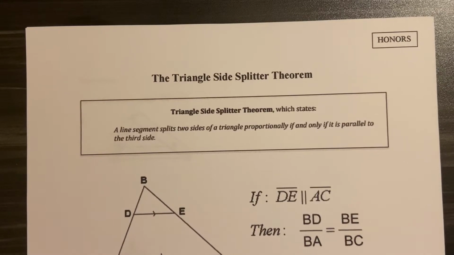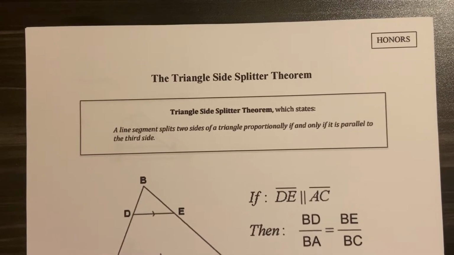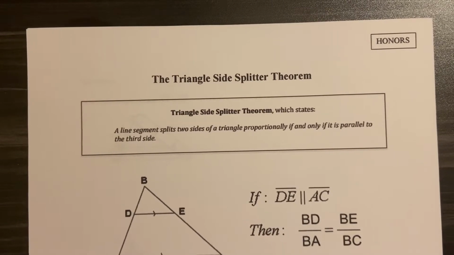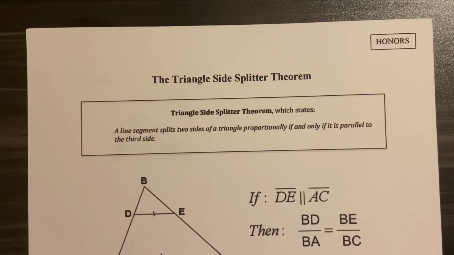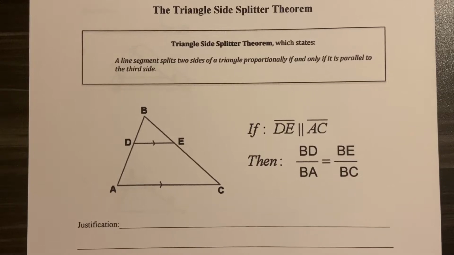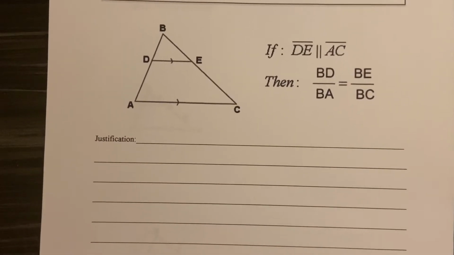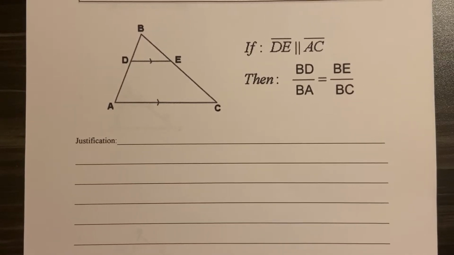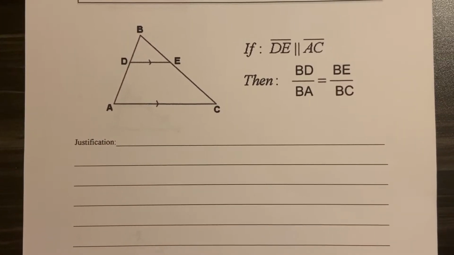Okay guys, this lesson's called the triangle side splitter theorem. What it says is that a line segment splits two sides of a triangle proportionally if and only if it is parallel to the third side. So what does that mean, right? We're going to look at it in terms of this example, and we've actually talked about this before, so hopefully this makes sense to you guys.